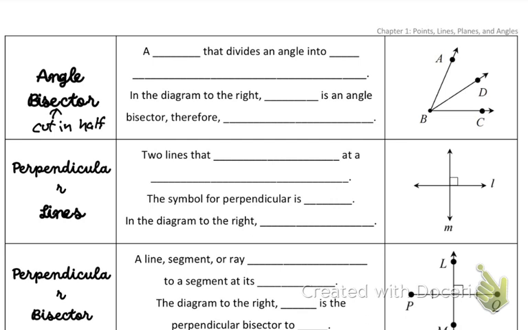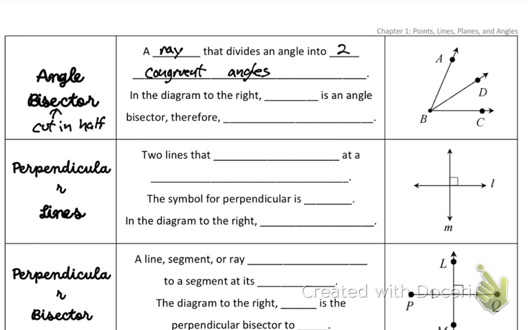So an angle bisector is going to be a ray. It can also be a line. It's just typically a ray that divides an angle into 2 congruent angles. So if BD was a bisector, that means it creates 2 congruent angles.